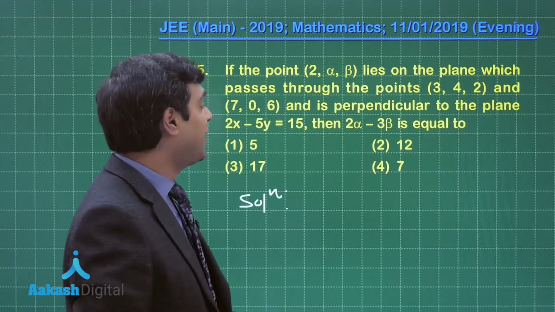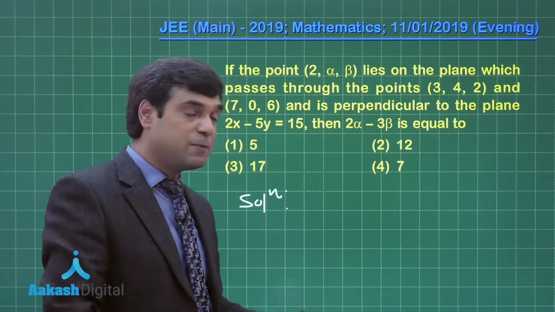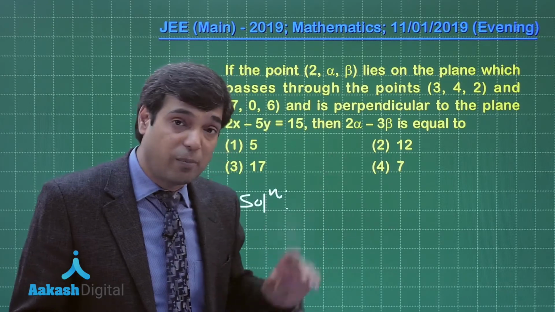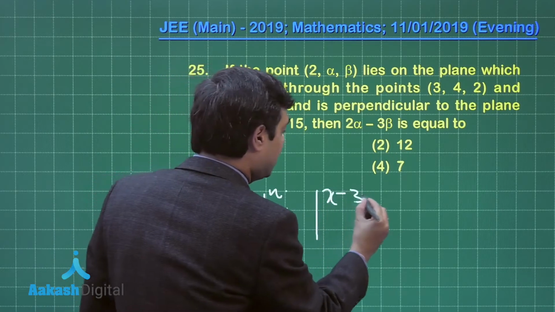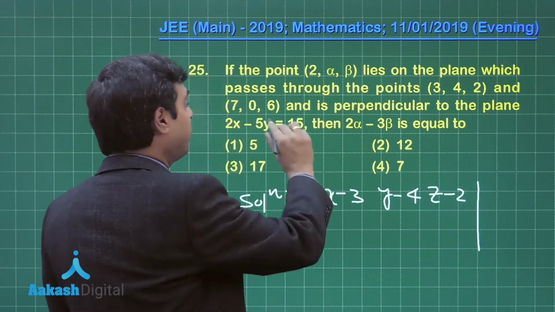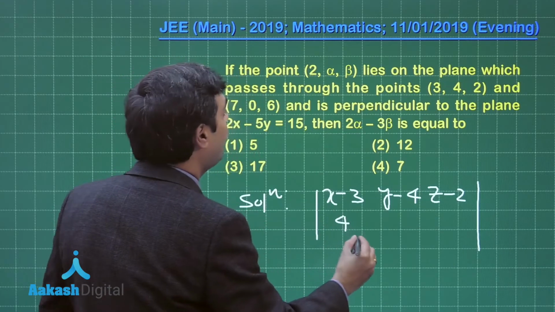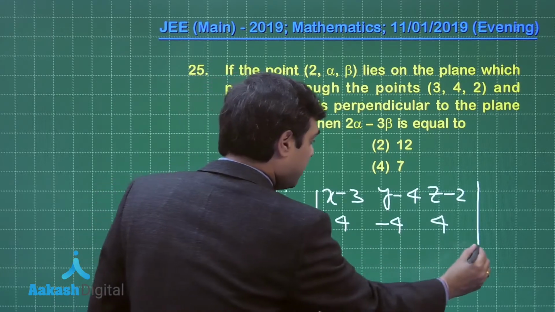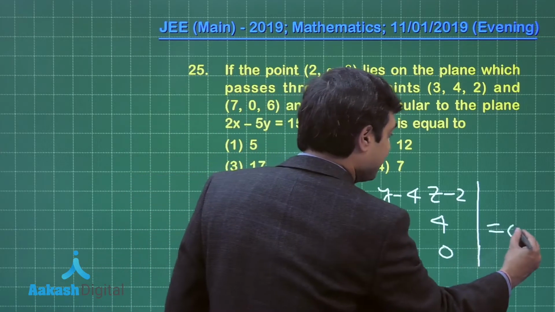Yes, we can write the plane as it is passing through 2 points and is perpendicular to this plane. Since the plane is perpendicular to the given plane, obviously the normal of the required plane is perpendicular to the normal of the given plane. So the plane is given by the determinant with first row x minus 3, y minus 4, z minus 2. Next, find x2 minus x1, y2 minus y1, z2 minus z1. That gives you 4, minus 4 and 4. Lastly, you have 2, minus 5 and 0, and the determinant is equal to 0.